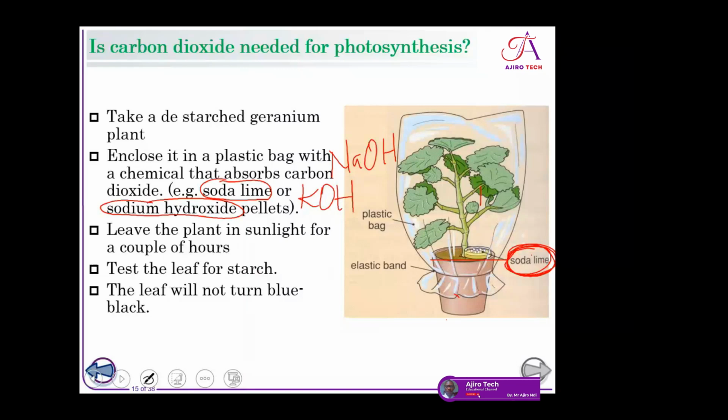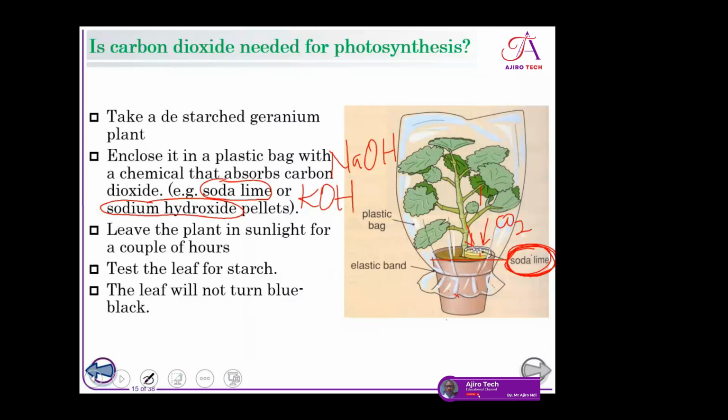Looking at this setup, this plant is covered with a transparent bag, and the air within it, of course, is exposed to soda lime. What do you think will happen within this bag? All the carbon dioxide around this plant will be absorbed, isn't it? Yes.